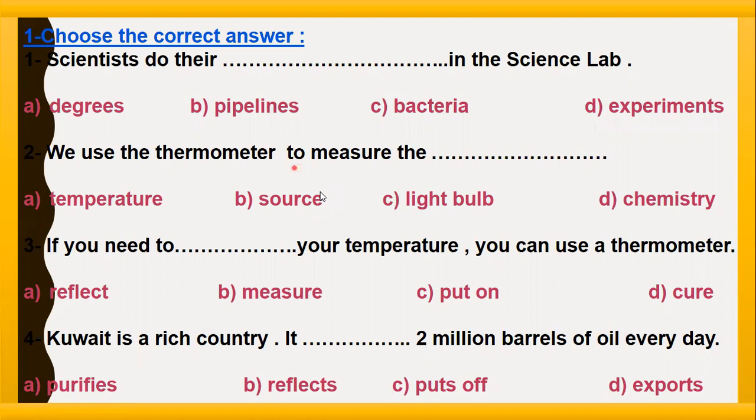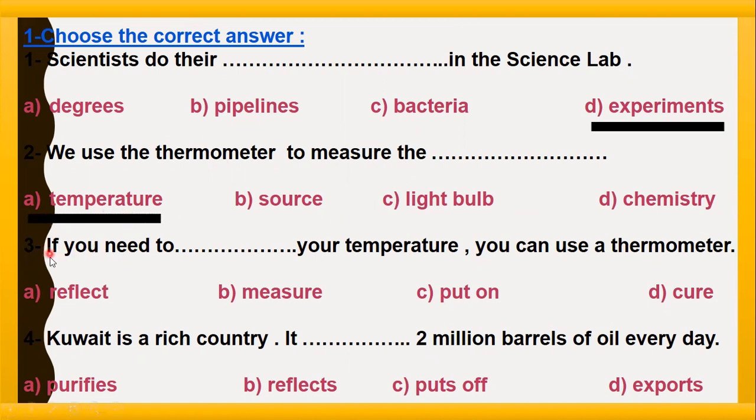The first one, choose the correct answer. Scientists do their experiments in the science lab. Experiments, I can hear you. Now think of the other one. Number two, we use the thermometer to measure what? Temperature, source, light bulb, or chemistry. Yes, you are right, the temperature.